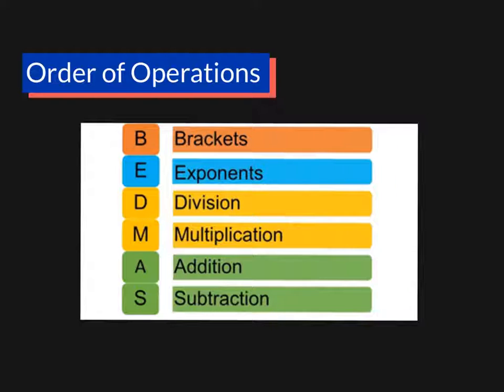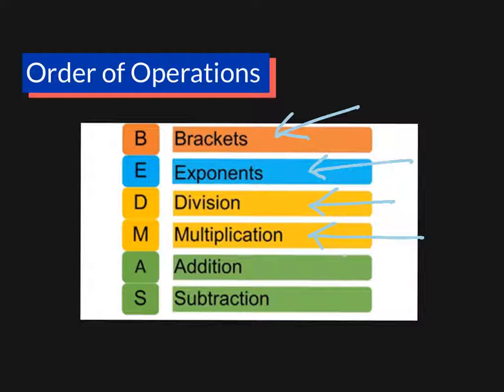So the first thing you do is brackets. Then you would do any exponents. And then you do division and multiplication. And you can see that these are actually on the same level because they're the same color. So that means you can do either division or multiplication. You start at the left and you divide or multiply across.